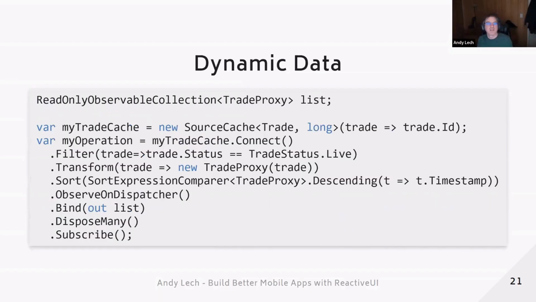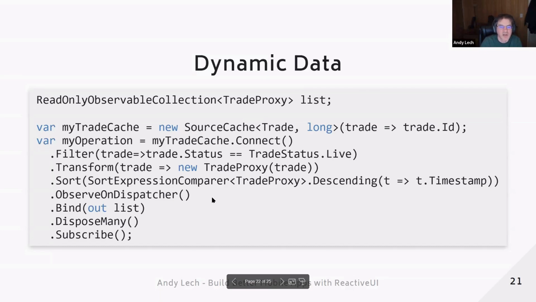Okay, and then dynamic data. Basically you're taking an observable collection over the top of an existing source of data. In this case, they have this list, and then they're taking a cached version of it. This is from a trading app, and the value here is the ID, so your trade ID. Then you have an operation where you connect to this cache of the original list.